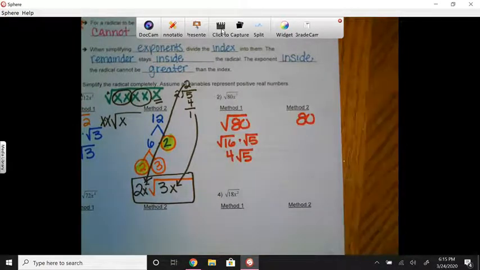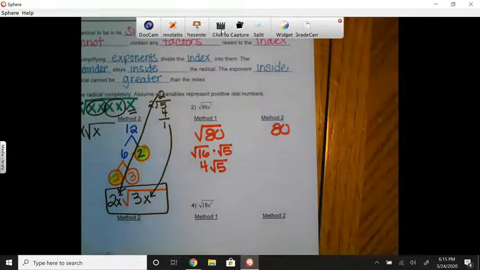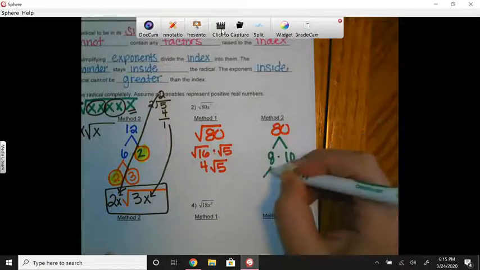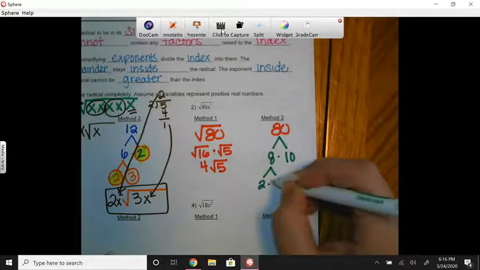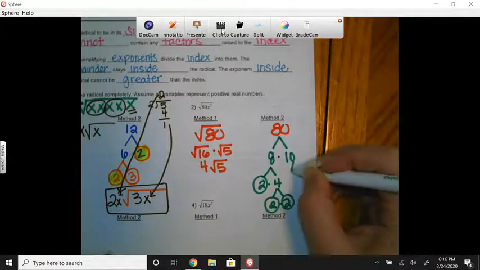Okay, whereas with method 2, we don't have to pick a number from this list. We'd pick whatever number we want. So if we want to pick 8 times 10, we could. And then we keep going until we have all prime factors.